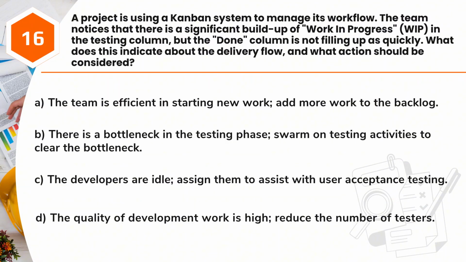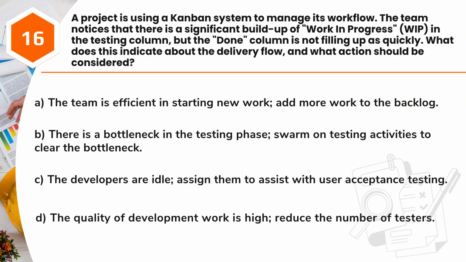Question 16. A project is using a Kanban system to manage its workflow. The team notices that there is a significant buildup of work in progress, WIP, in the testing column, but the done column is not filling up as quickly. What does this indicate about the delivery flow, and what action should be considered?